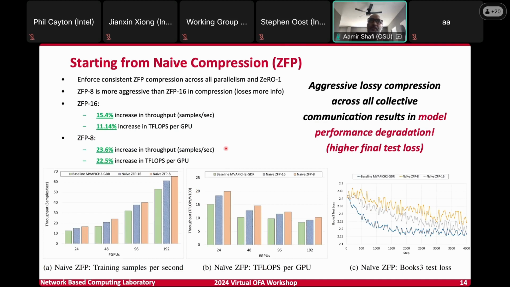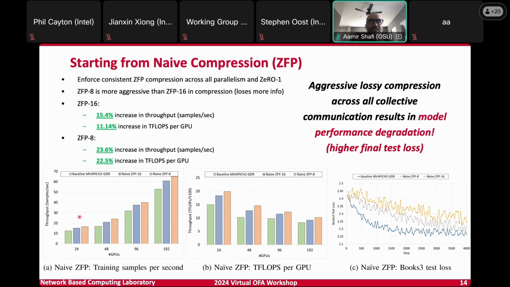Here we are basically starting with the naive compression, so to say. The left graph here is throughput in samples per second, so higher is better. This is throughput in TFLOPs per V100, which is also higher is better. And this third graph here is showing the test loss, where the x-axis is the steps and the y-axis is the loss.